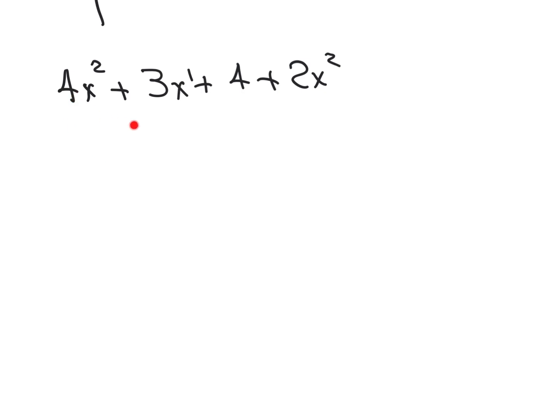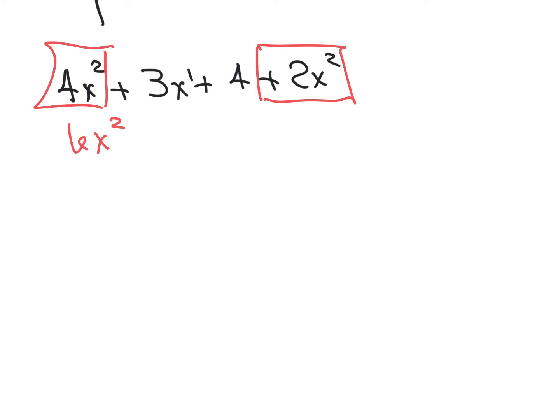So when I look at each one of these terms, I look at the variables. I have to have the exact same letters, the same variables, with the exact exponents. So because I have an x squared here and an x squared there, I can combine these two terms, and I'm going to put the plus sign with them, and I can add those up, and 4 plus 2 is 6, x squared.